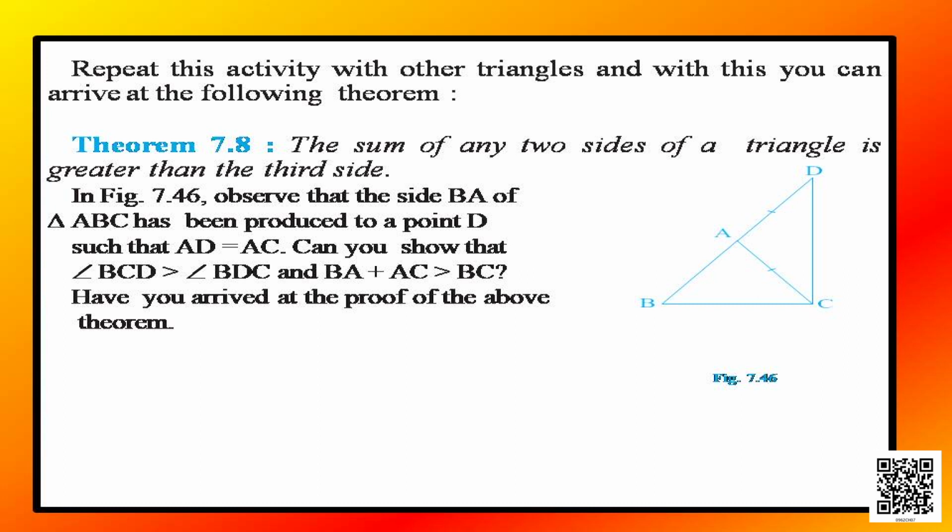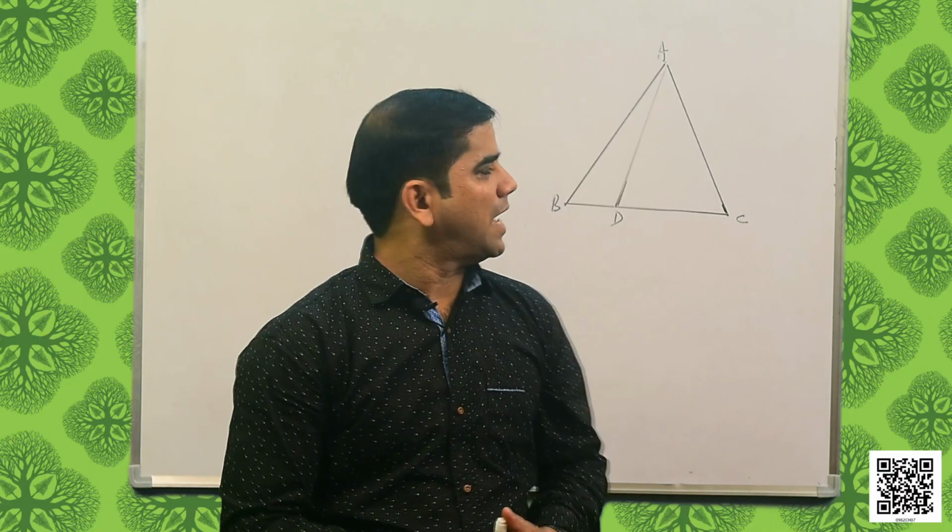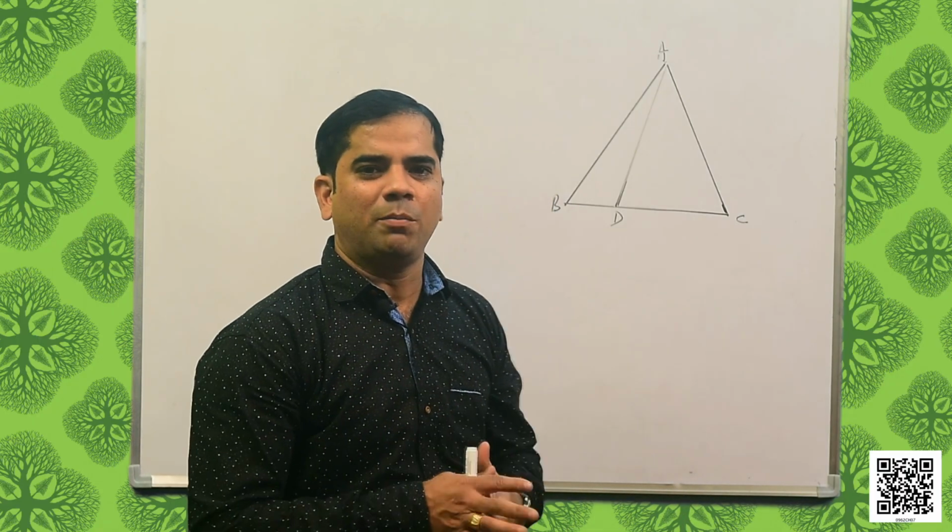So we will discuss example 9. It says D is a point on side BC of triangle ABC such that AD is equal to AC. The figure is given in your book, and I will also draw the figure and we will discuss the solution. The question demands to show that AB is greater than AD. So let me draw the diagram first, then we will discuss the solution part. Students, I have drawn the figure as it is given in your book.